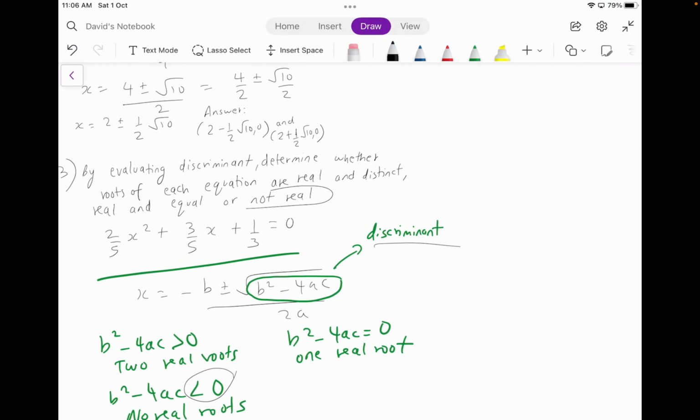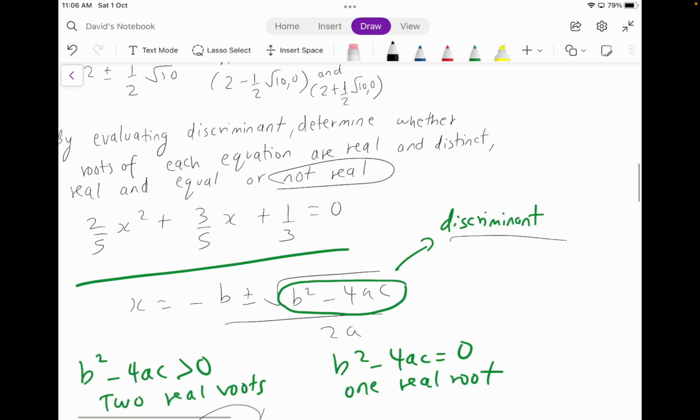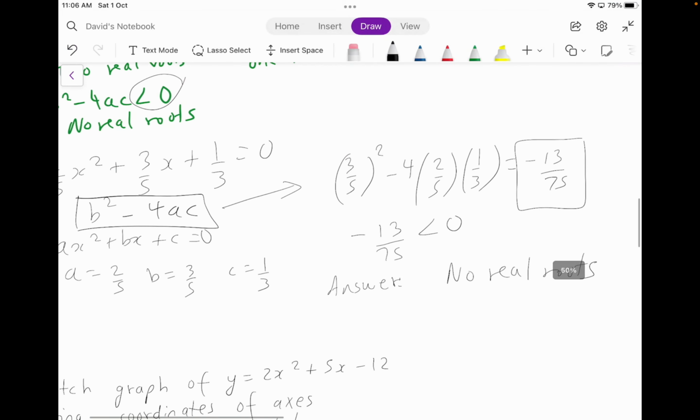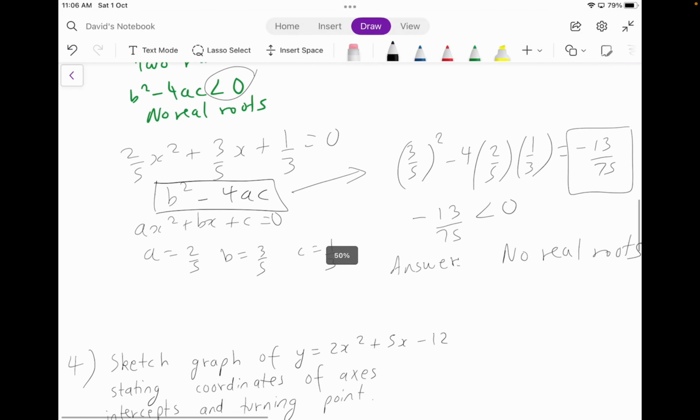So you're going to mention this point here: not real roots. All right? Okay, so that seems to be the answer. There are no real roots. That's going to be the answer.